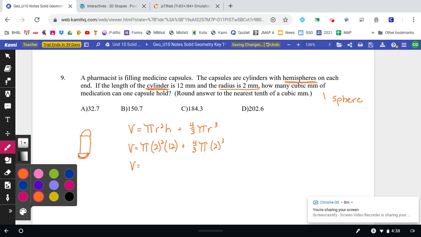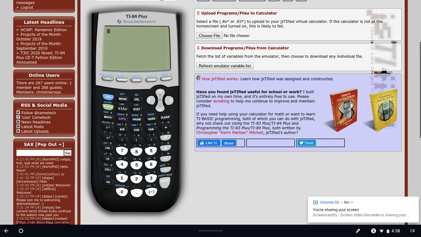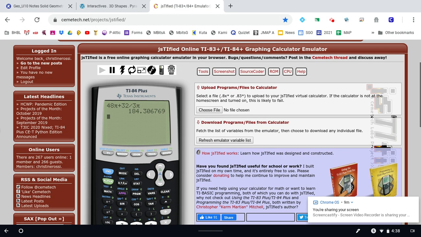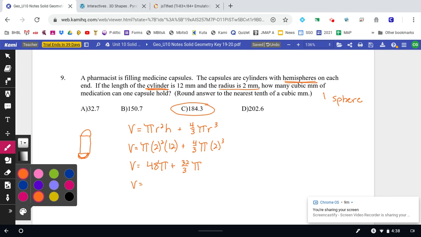So 2 squared is 4, times 12 is going to give me 48 pi. And 2 to the third is 8, and 8 times 4/3 is going to give me 32/3 pi. On my calculator, we've got 48 pi plus 32/3 pi, and I get about 184.3. All right, stay tuned for the next part of the notes.